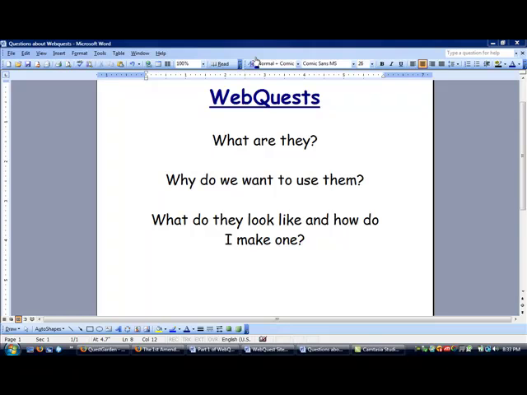This part of the day will be dedicated to you understanding what a WebQuest is, why we would want to use this kind of technology, and then how and where to make them.